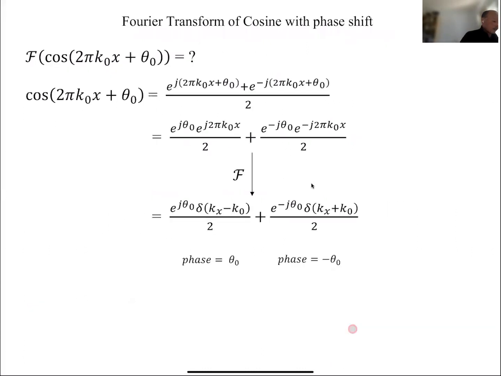So let's take a look at an example of this. This is a question that actually came up in this session last year: what is the Fourier transform of cosine(2πk₀x + θ)? You can write this out, and you remember this from trigonometry, just writing out a cosine. Then we can factor out the e^(jθ₀) and e^(−jθ₀), and we're left with these terms here. These have these delta function Fourier transforms. The phase, for the positive frequency, is θ₀, and for the negative frequency, it's minus θ₀. So this is once again an example of conjugate symmetry.